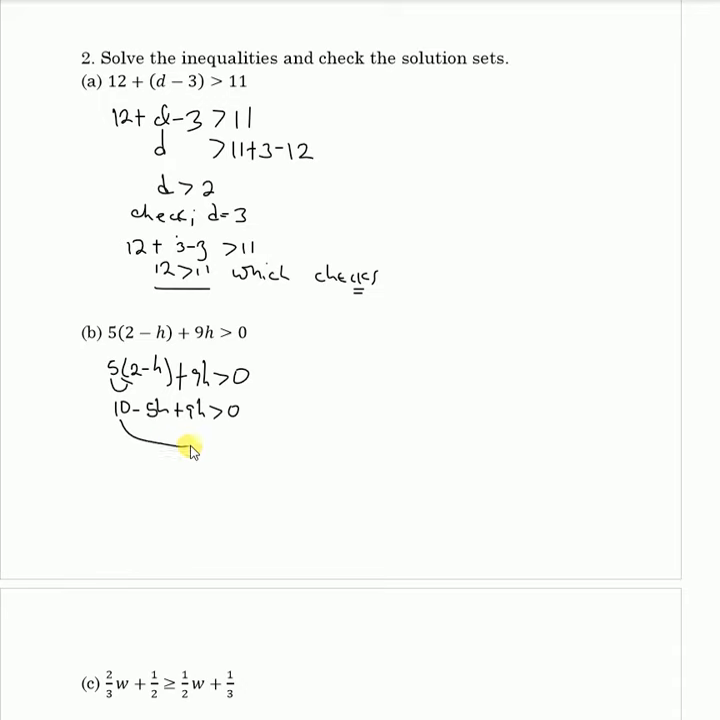Let us take this 10 to that side. Now negative 5h plus 9h to get us 4h is greater than negative 10, because the 10 has crossed the inequality sign, so it should become a negative. Now 4h divided by 4 is greater than negative 10 over 4. That is dividing through by 4.